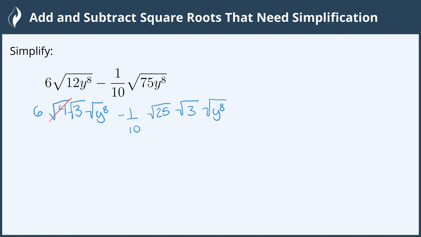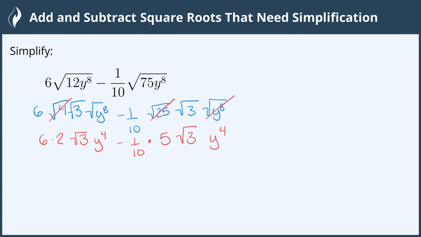The square root of 4 is 2, and we still have the 6, and the square root of 3 does not simplify, but the square root of y to the 8th does simplify to be y to the 4th, minus 1/10 times the square root of 25, which is 5. The square root of 3 does not simplify, so it stays, and the square root of y to the 8th is again y to the 4th. Let's go ahead and continue simplifying.